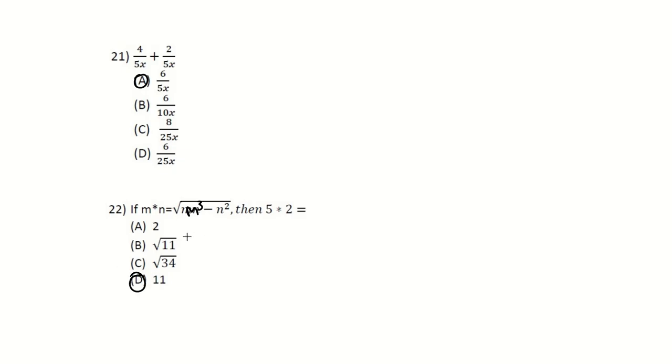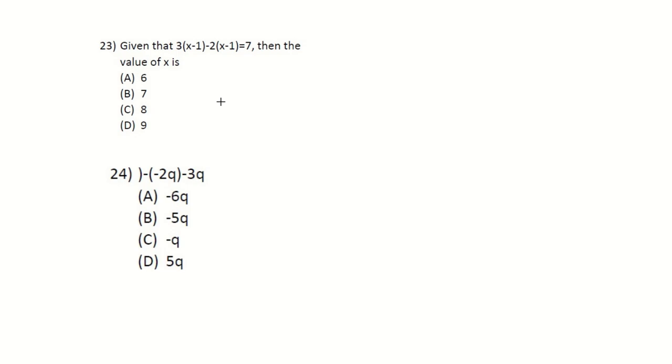We would have gotten 125 minus 4. 125 minus 4 is 121. The square root of 121 is 11, right? 23. Okay, this is not a repeated question. We need to solve this, right?